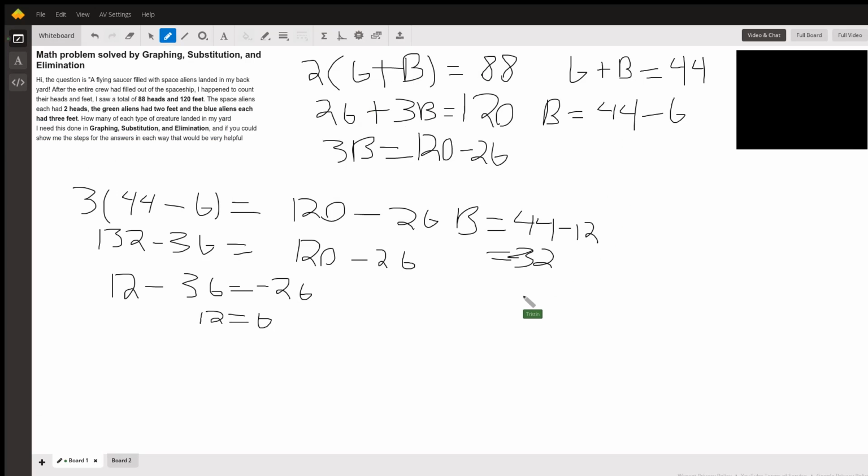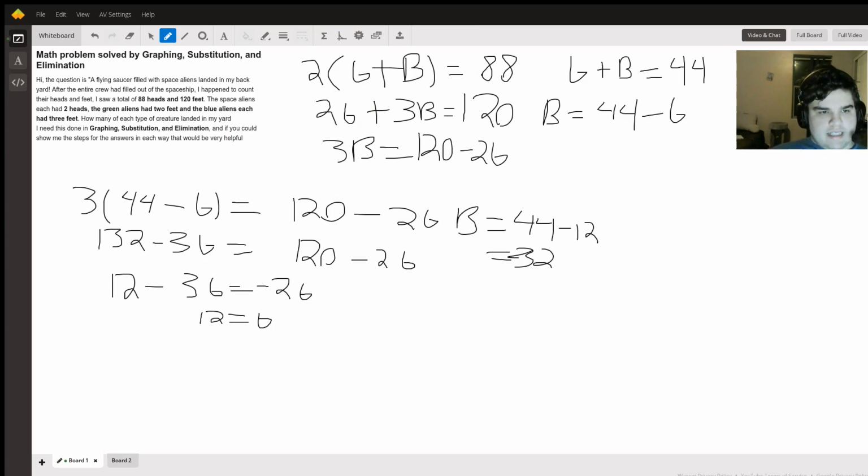Now we'll get back to my screen. The second method is not too difficult because we actually have a convenient way of writing b. If we want to solve it by substitution, what we do is solve for one of the variables and plug it into the other equation. Here we have b is 44 minus g, and we have the second equation.